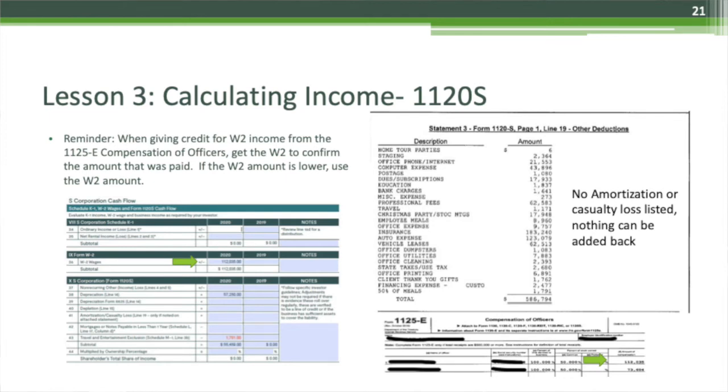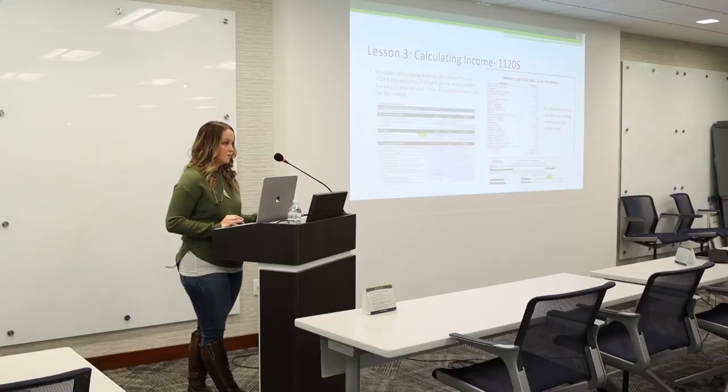The key here is that you actually have to get the W-2s to make sure this number matches, because sometimes they don't. Whichever one is less, that's the one that you have to use to qualify. Okay?